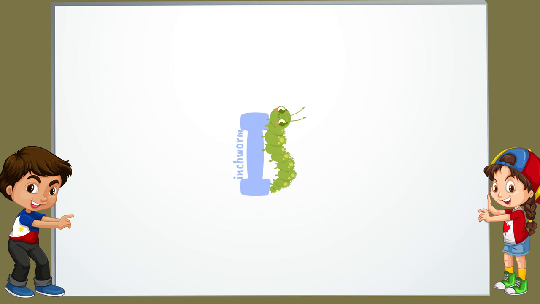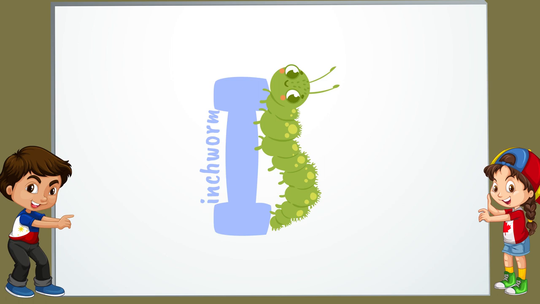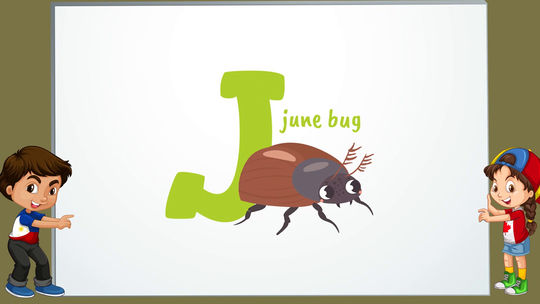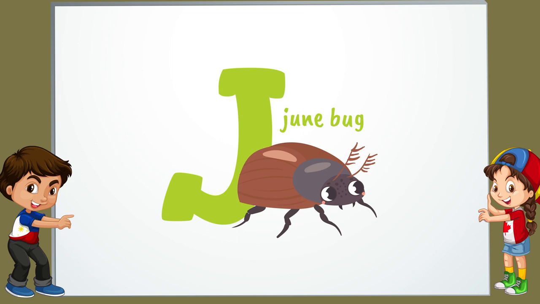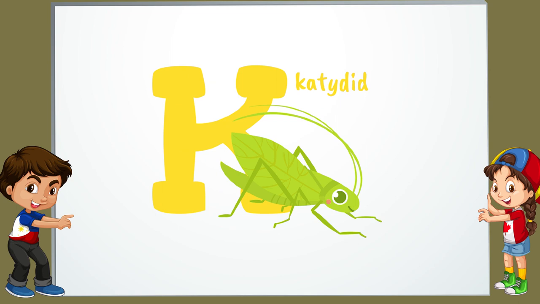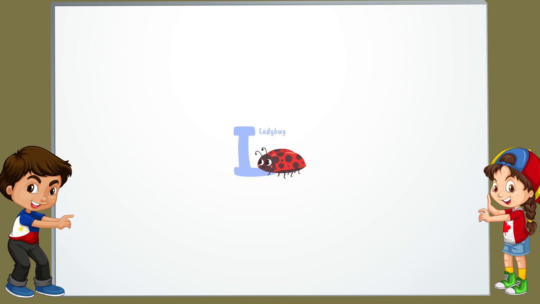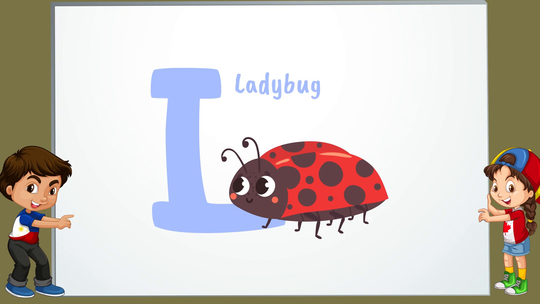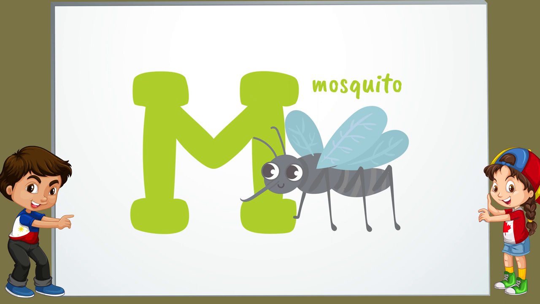I for inchworm. I, N, C, H, W, O, R, M, inchworm. J for June bug. J, U, N, E, B, U, G, June bug. K for katydid. K, A, T, Y, D, I, D, katydid. L for ladybug. L, A, D, Y, B, U, G, ladybug.